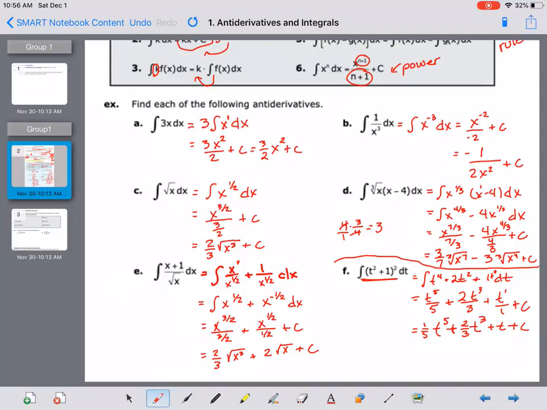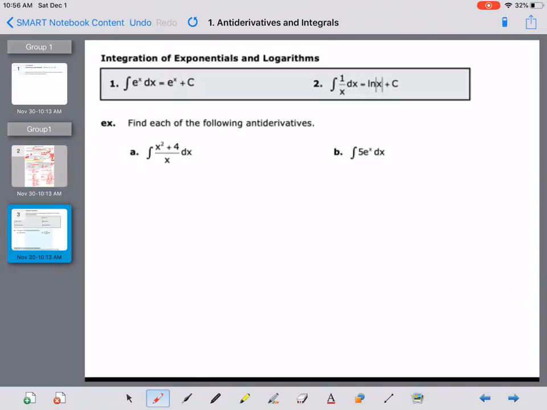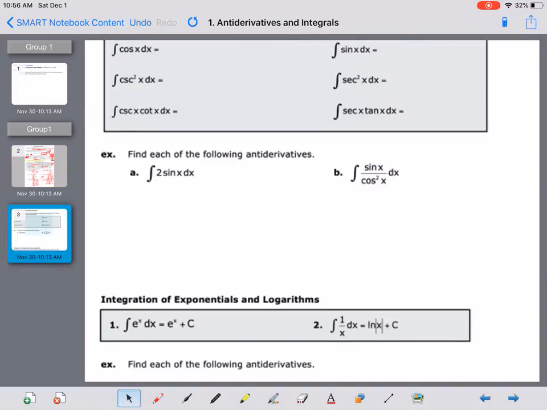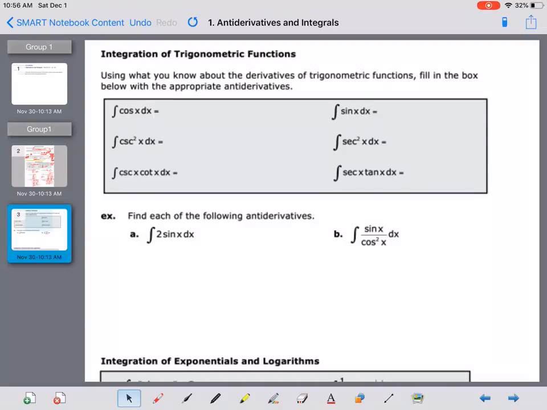So that's kind of what the antiderivative process looks like. Now let's look at some of the other functions that we know derivatives of. So for instance, like our trig functions. So what did we have to take the derivative of to get cosine x? Well, that would be sine x. And of course, plus c just in case.